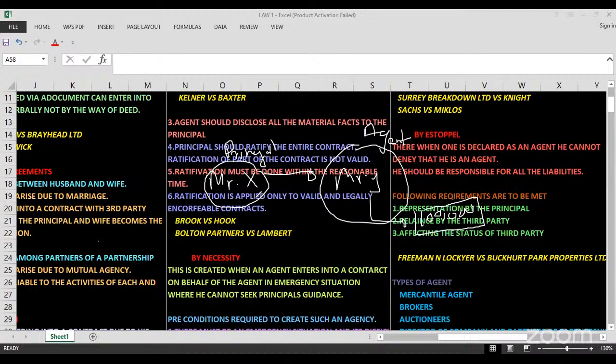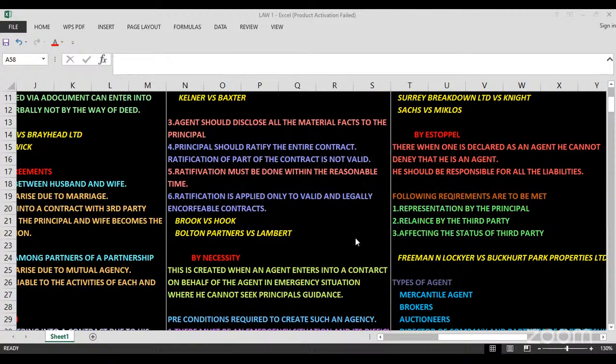He can't tell, okay, no, I'll be liable to pay only 50,000, and the other 50,000 you pay. Like that, he can't ratify partially. The entire thing he has to ratify, everything he has to ratify. That's the condition. And ratification is applied only to a valid and legally enforceable contract.